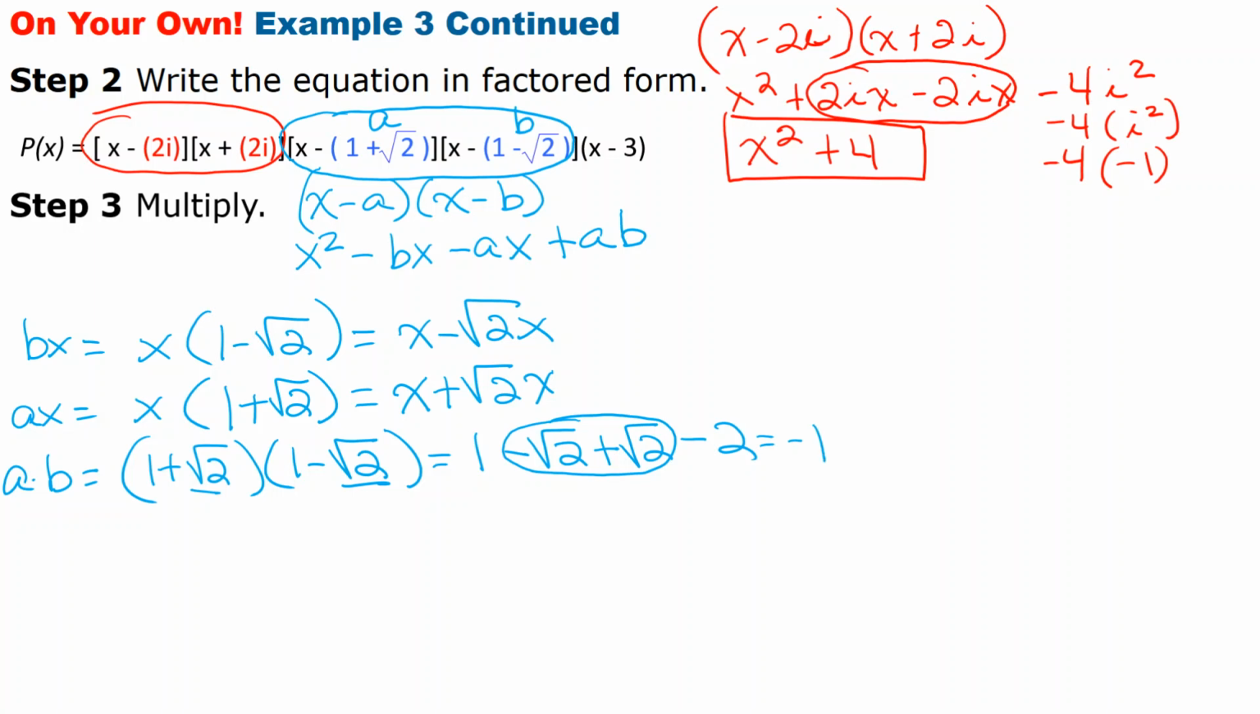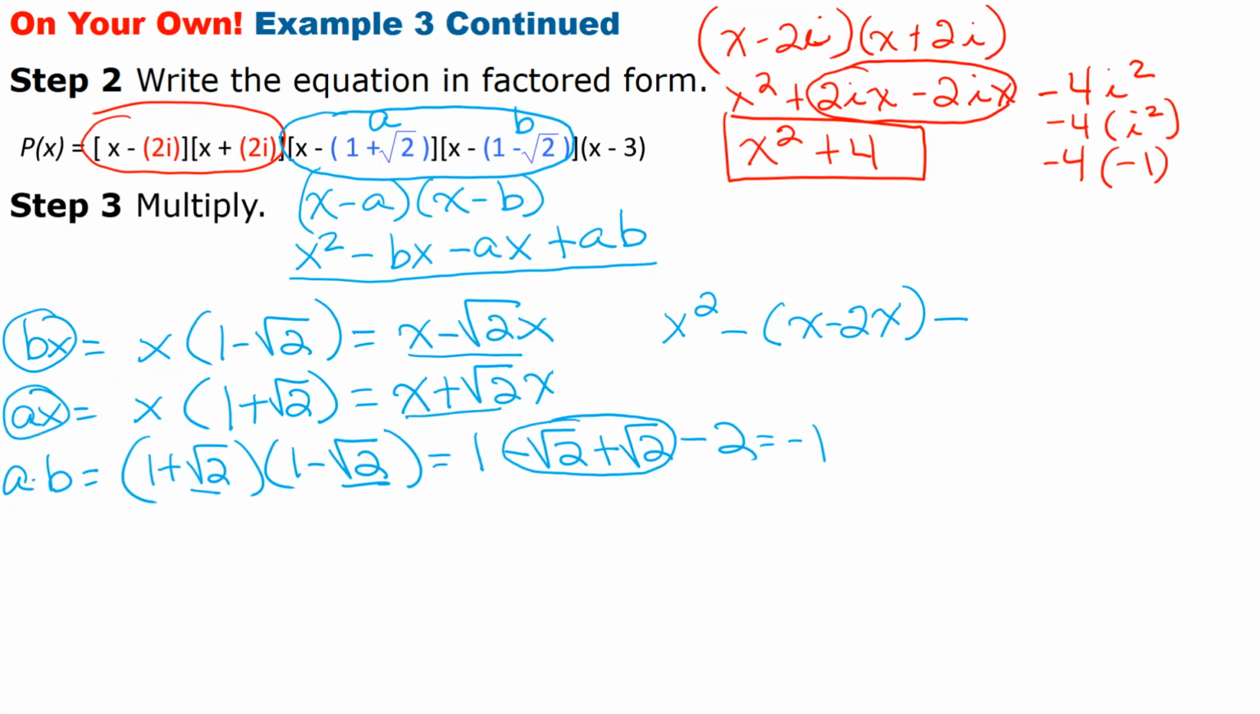Okay, so now let's fill them all back into our original formula here. So it says x squared minus bx, and bx we see right here is going to be x minus 2x, and then it says minus ax, and so here's my ax, and that's going to be x plus square root of 2x. Sorry, I left that square root off on that one. And then plus ab, so that's going to be plus a negative 1.